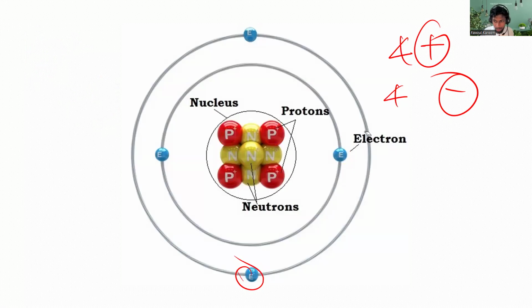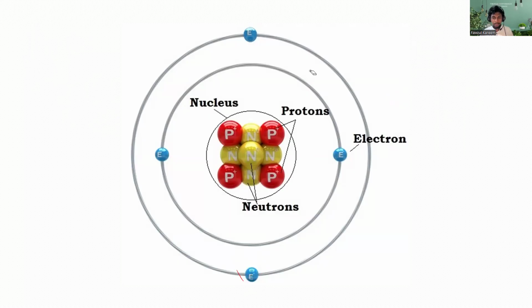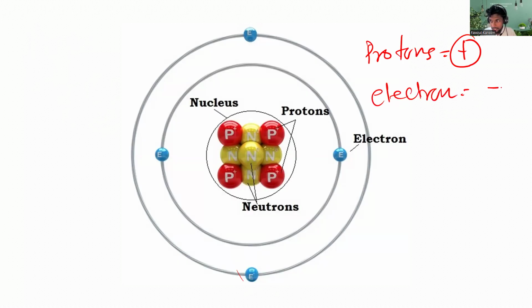Then, if I ask, what is the charge of the proton? Positive charge. Then what is the charge of electron? Negative charge. Okay. You know the charge of proton and electron. And what is the charge of neutron? No charge. Zero charge.